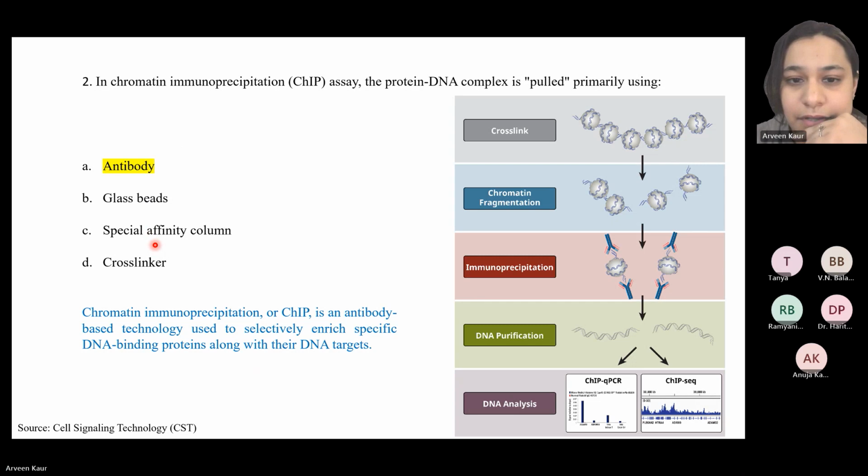Cross-linker is actually used in the first step, for fixing the proteins to the DNA, to the chromatin. It is being used in the first step itself, right? The glass beads are being used to purify the DNA, but in which step particularly they are added, I will not point out right now because I am not very clear with that, right?